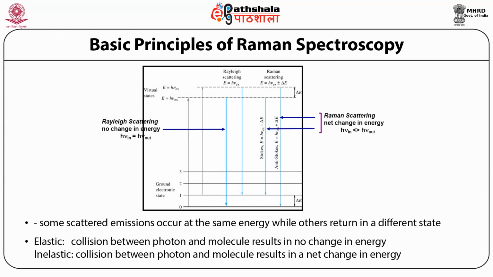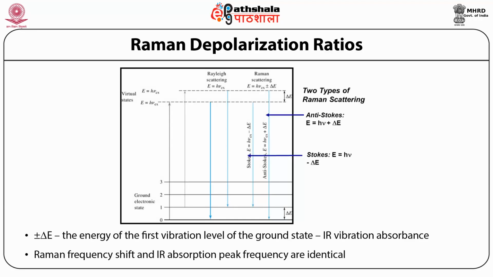There are two types of collisions that occur: elastic and inelastic. In the case of elastic collision, it occurs between photons and molecules and results in no change in energy. However, the inelastic collision results in a net change in energy. The figure shows two types of Raman scattering.